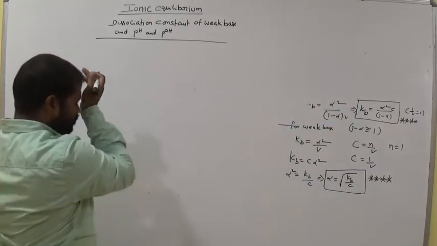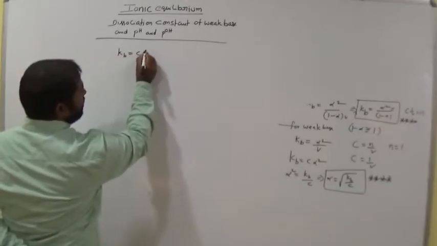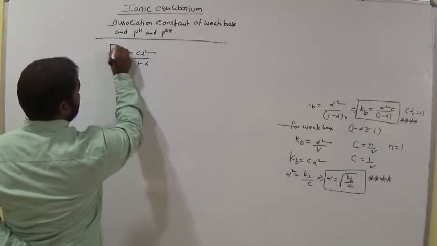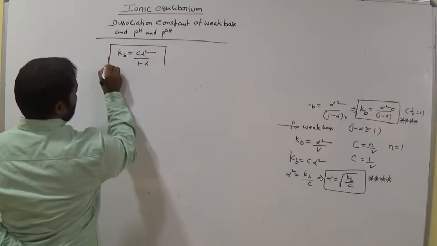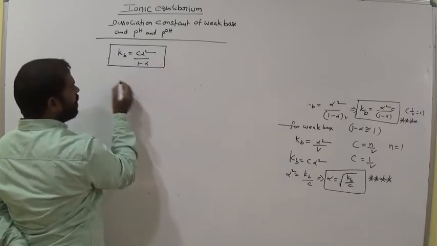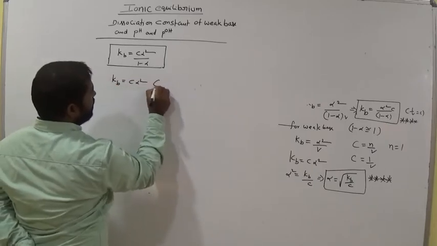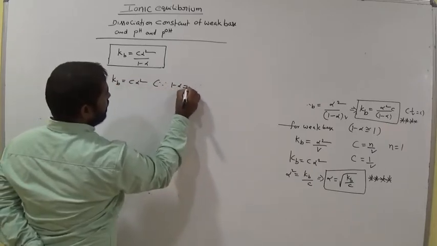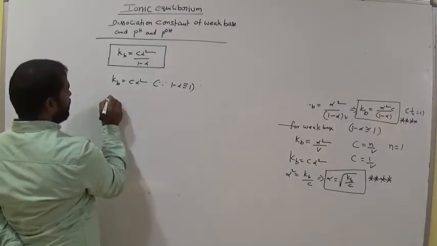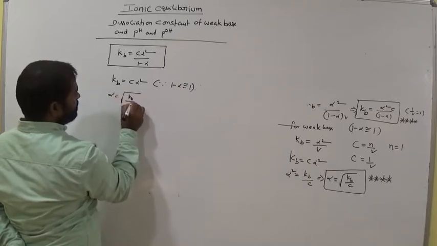Finally, we have two relations. Kb equals C alpha square by 1 minus alpha. So from this, Kb equals C alpha square, since 1 minus alpha is approximately 1. That means alpha equals square root of Kb by C.